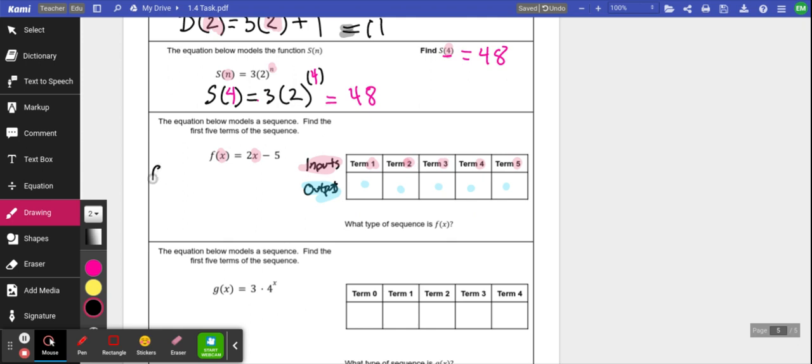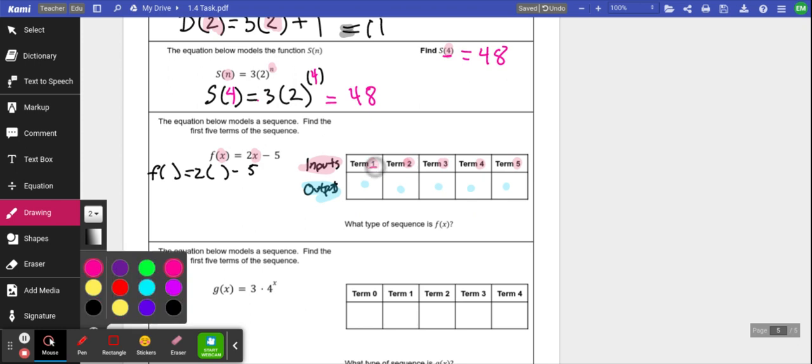So first I'm going to do f of blank equals 2 times blank minus 5. Just like I did right up above, I left out the things I highlighted in pink. And now I'm going to put in my first input, which is 1. So f of 1 equals 2 times 1 minus 5. And that gets me a negative 1. So I'm going to put it right here.